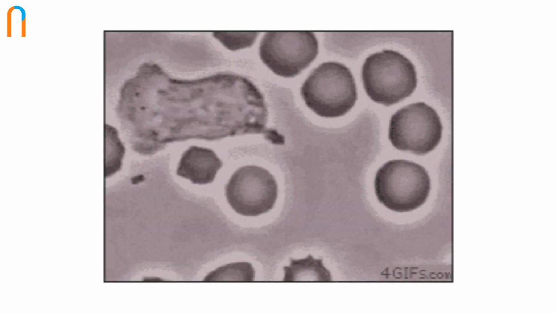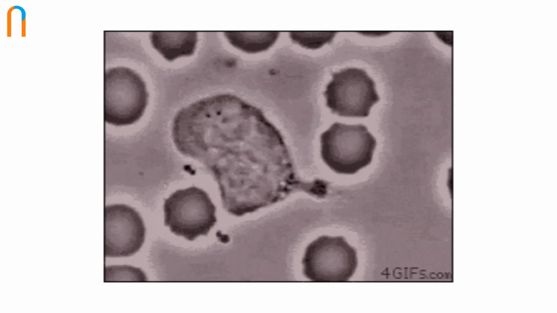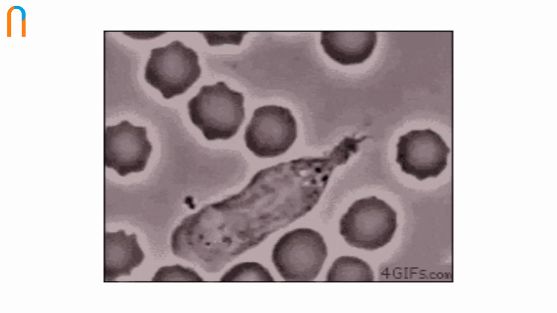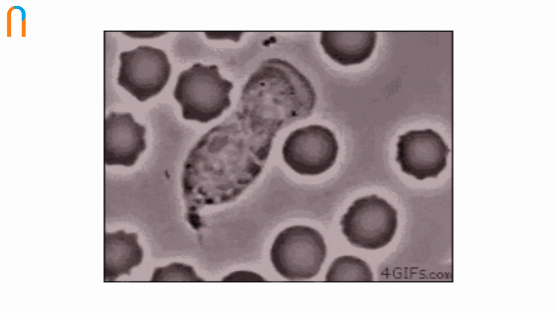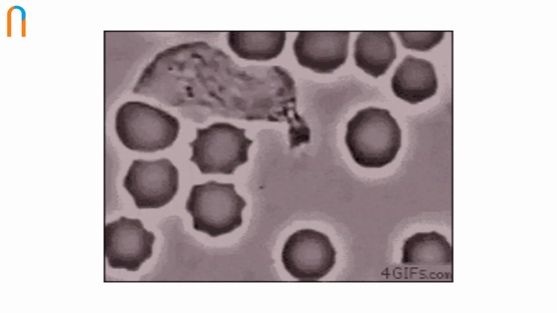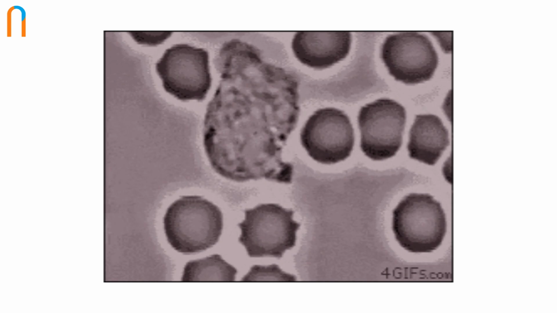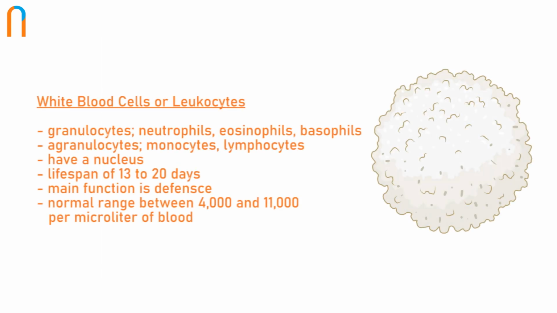The white blood cells act against invading bacteria and viruses. The lymphocytes are intimately connected with the immunity of the body. White blood cells can be divided into granulocytes and agranulocytes. Granulocytes: neutrophils, eosinophils, basophils. Agranulocytes: monocytes, lymphocytes. They have a nucleus, and a lifespan of 3 to 20 days. Main function is defense. Normal range is between 4,000 and 11,000 per microliter of blood.